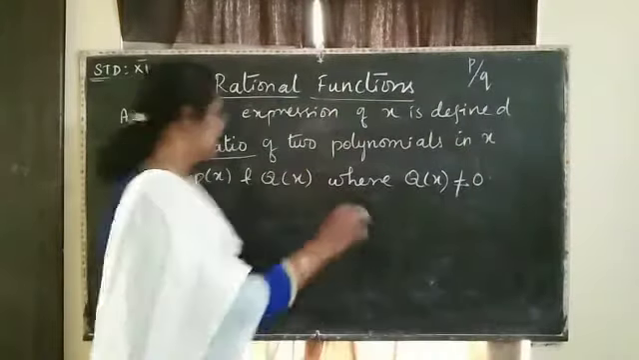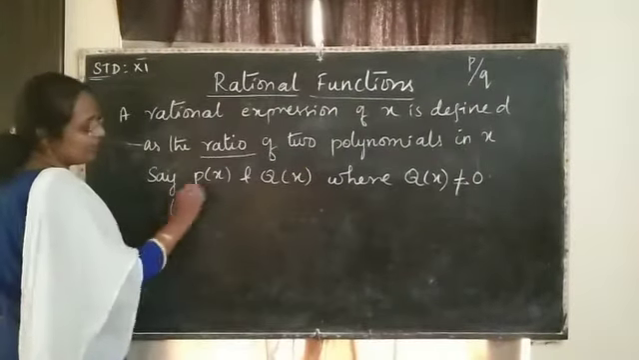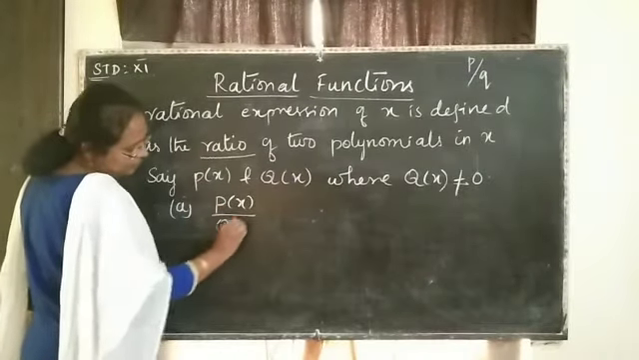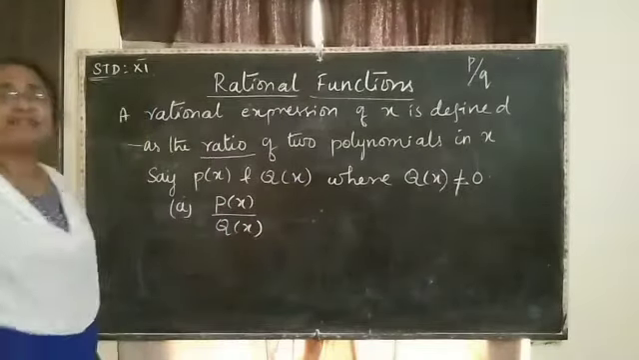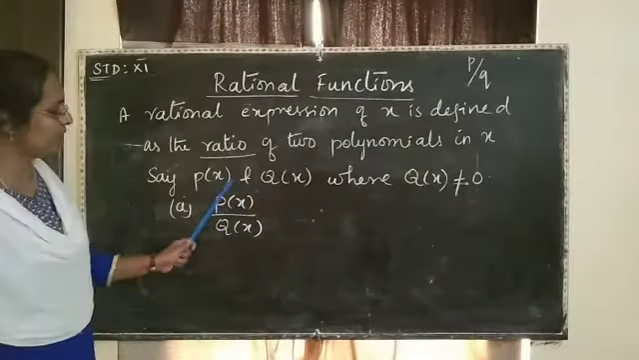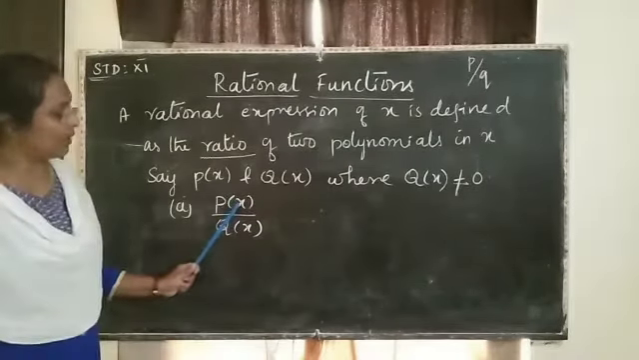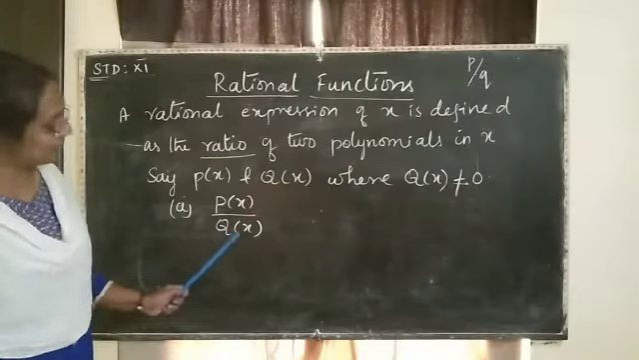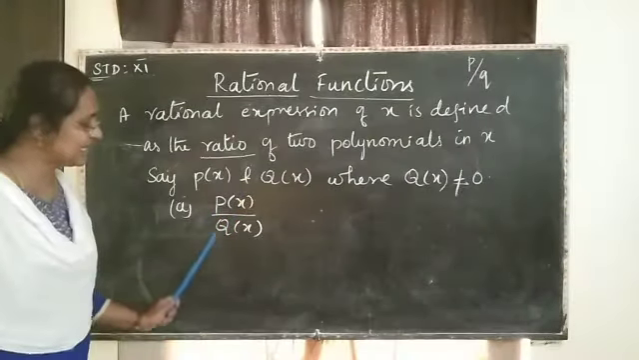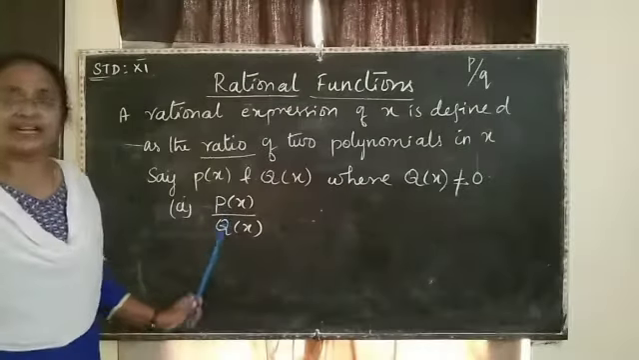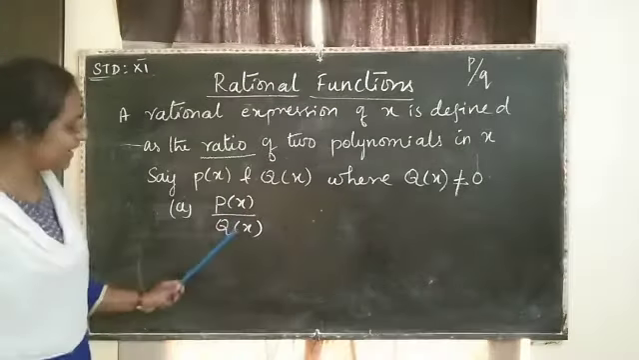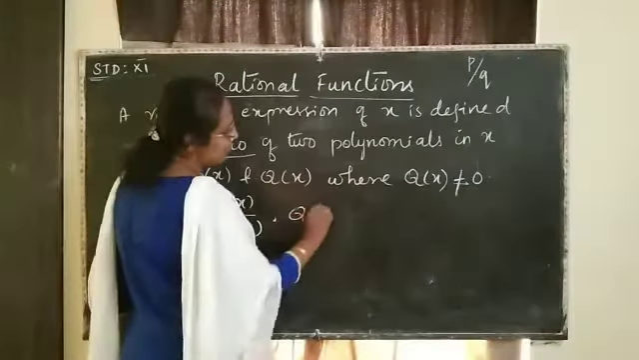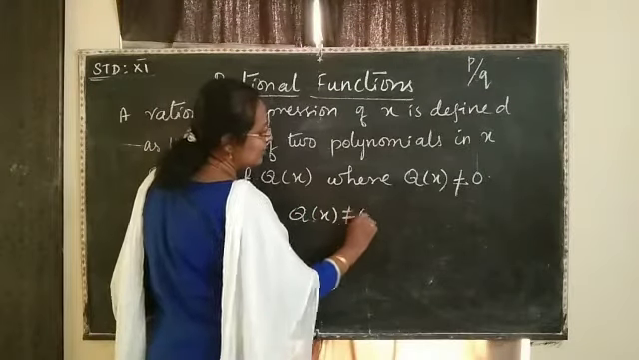Now, I can say it as p of x divided by q of x. So, now look into this. This p of x is a polynomial expression in x and q of x is a polynomial expression in x. Now, it is expressed in the form of a ratio or a rational expression where this q of x should not be equal to 0.